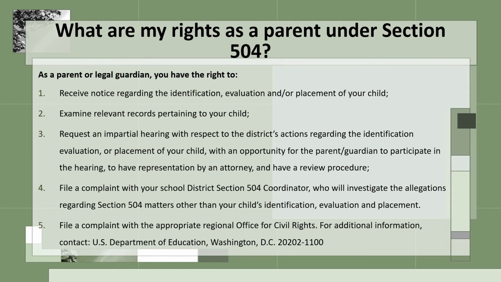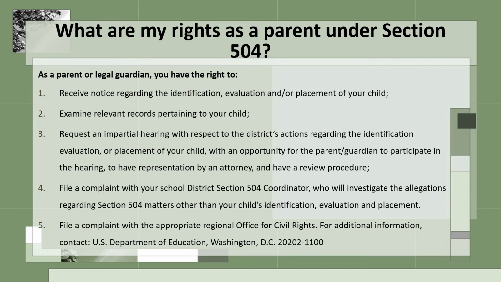What are my rights as a parent under Section 504? As a parent or legal guardian, you have the right to receive notice regarding the identification, evaluation, and/or placement of your child. Examine relevant records pertaining to your child. You have the right to request an impartial hearing with respect to the district's actions regarding the identification, evaluation, or placement of your child, with an opportunity for the parent or guardian to participate in the hearing and to have representation by an attorney and to have a review procedure.